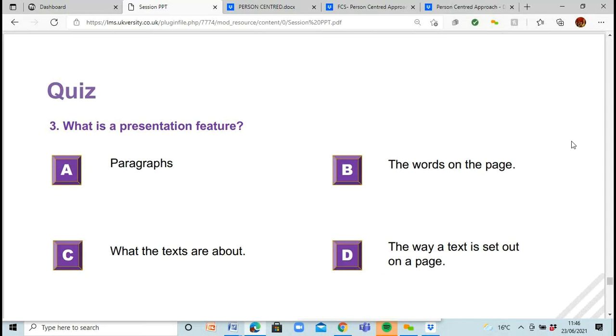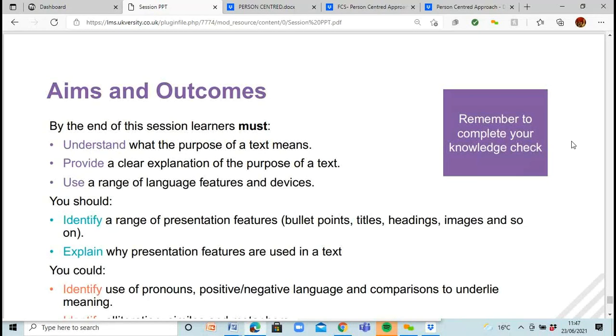What is a presentation feature? Is it A, paragraphs, B, the words on the page, C, what the texts are about, or D, the way the text is set out on a page? Remember, think about presentation. What do you look at when you look at presentation? You're not just looking at one thing, you're looking at everything all together. C. Yes, well done. So the way the text is set out, so the way the things are set out on the page, that is a presentation feature. Fantastic. Well done.